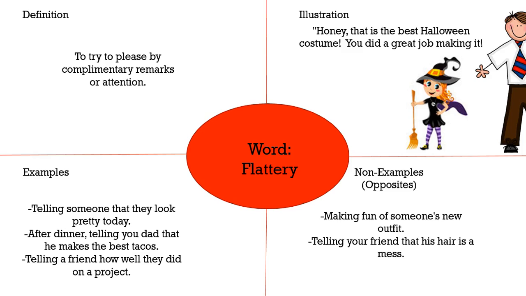Next, the examples box allows you to provide more examples of the word. So, in this case, telling someone that they look pretty today is flattery. After dinner, telling your dad that he makes the best tacos is another example of flattery. And telling a friend how well they did on a project is another example of flattery.